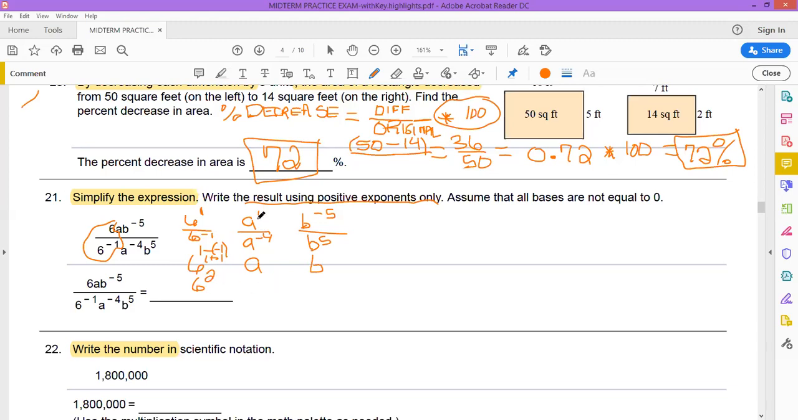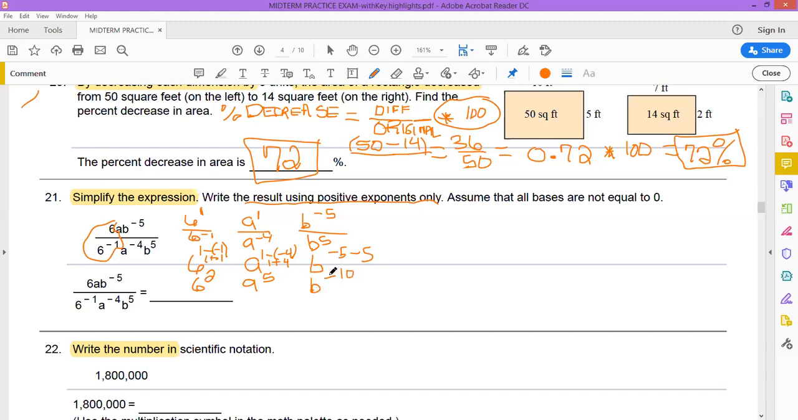Here, for the a terms, I have a to the first power in the numerator. That's 1 minus negative 4. And again, we have negatives side by side. That becomes 1 plus 4, or a to the fifth power. In our b terms, we have negative 5 in the numerator, minus 5 in the denominator. And negative 5 minus 5 will be b to the negative 10th power.